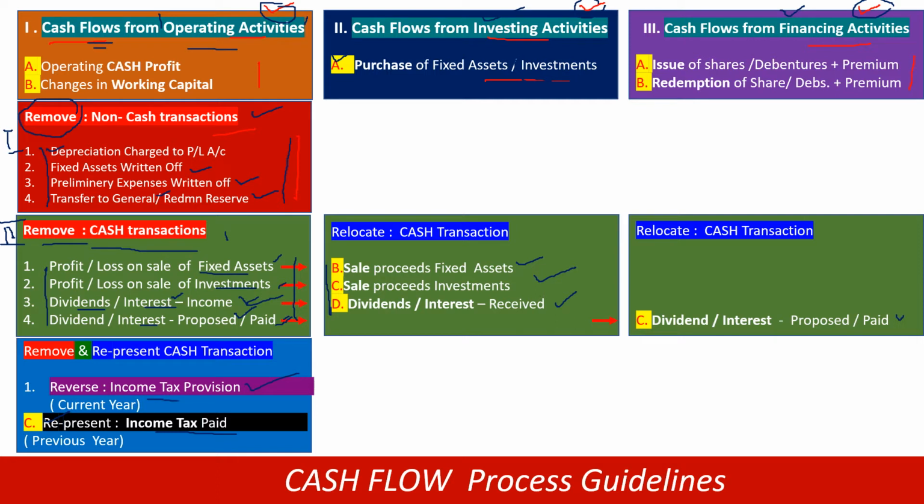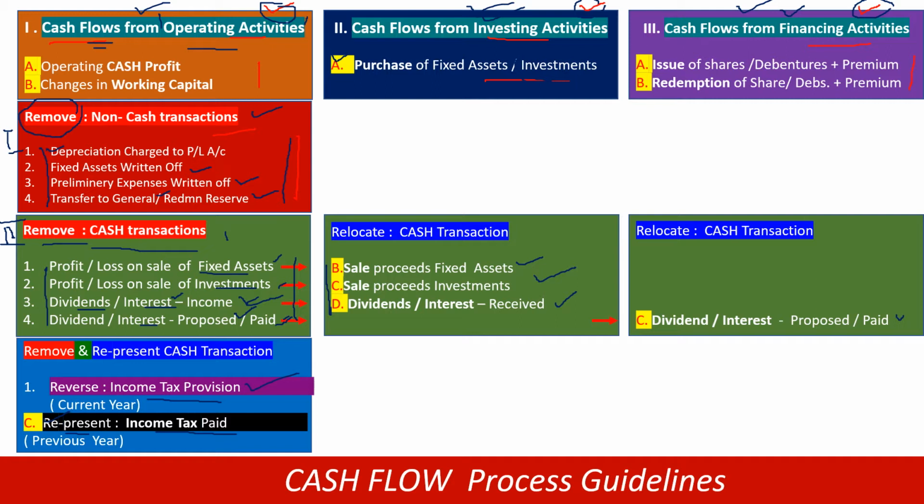It will always be there as a provision for income tax. We remove and then shift it and represent it in the same group as income tax paid. Now, just to tell you, at the end of cash flow, what you will have with you? You will have under 3 broad categories, 3 funnels: operating activity, investing activity, financing activity.